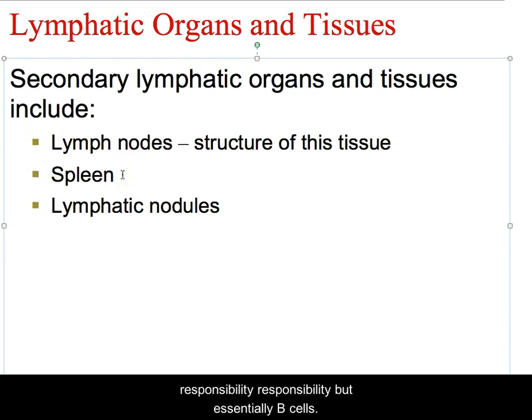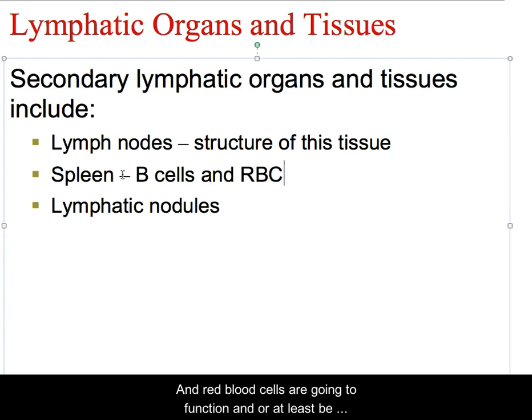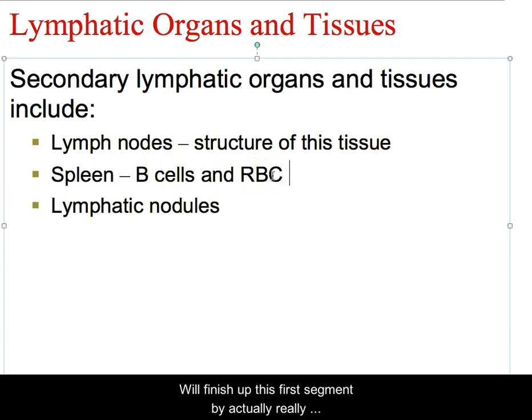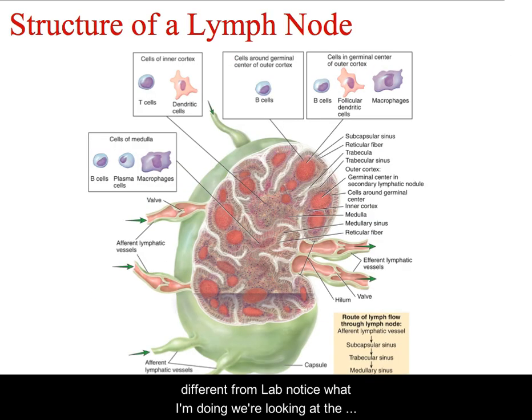Spleen we'll come to in a few minutes. It has a slightly different responsibility, but essentially B cells and red blood cells are going to function and/or at least be hematopoietically regulated here. And lymph nodes are, of course, similar to, but not necessarily identified as. Let's take a look at one of those lymph nodes here. We'll finish up this first segment by actually looking at a lymph node.